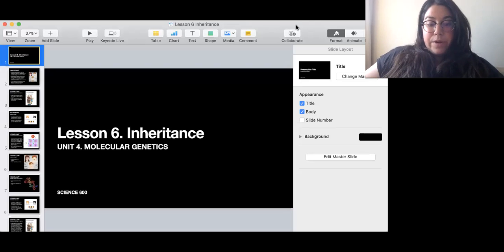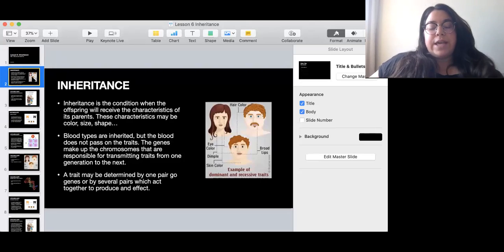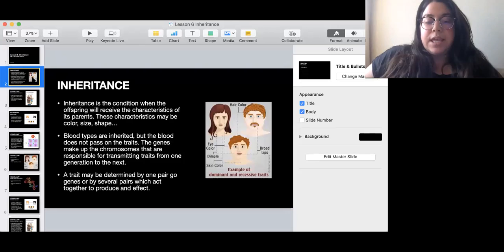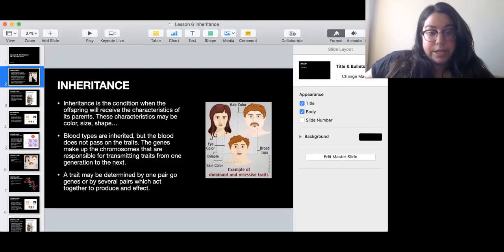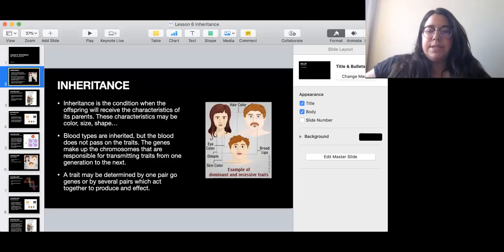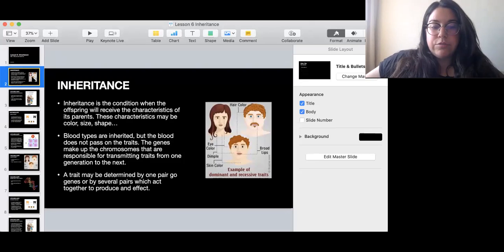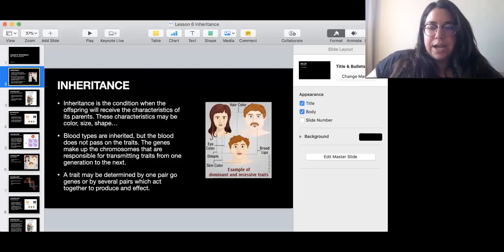Hi, today we're going to talk about inheritance, which talks about genetics. Okay, so when we're talking about inheritance, it's when the offspring, like the kids, the babies, the children, receive the characteristics of the parents. And these characteristics can be how tall you are, how short, your size, your shape, the color of your eyes, your hair.